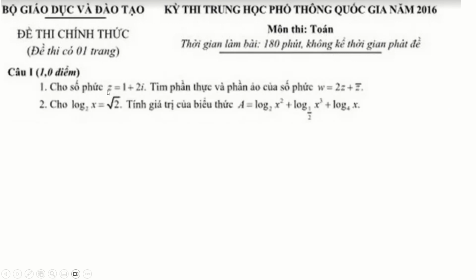Question number one then, we've got a complex number 1 plus 2i. We're just going to find w being 2 of that complex number plus the conjugate. The conjugate is just 1 minus 2i, of course. So very straightforward. We just work it out.